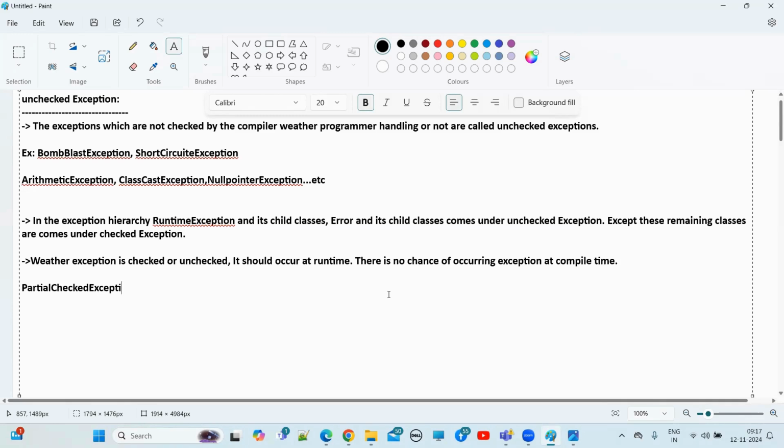Partially checked exception. The next topic, guys. Partially checked exception. What is partially checked exception? What is fully checked exception? This is also important. People will definitely ask you what is partially checked exception and what is fully checked exception after asking what is checked exception or unchecked exception. Understand? Now, partially checked exception.